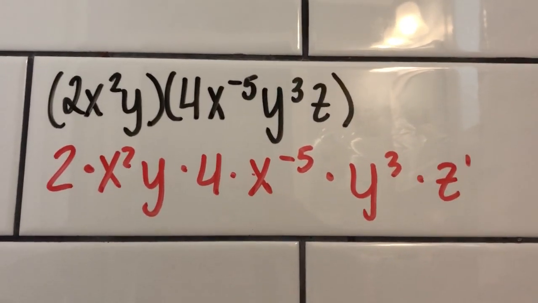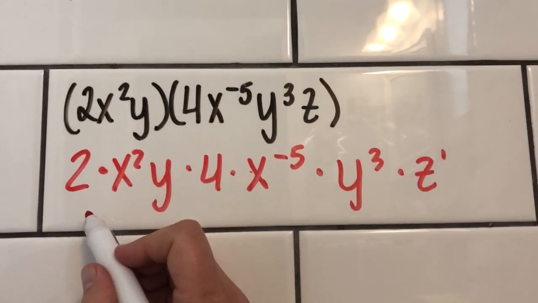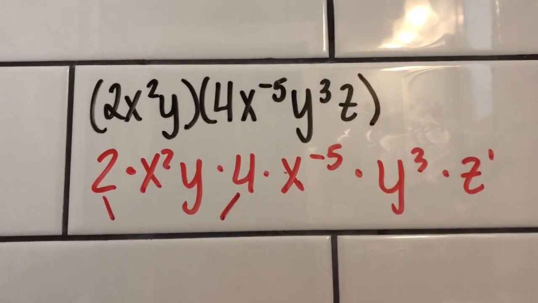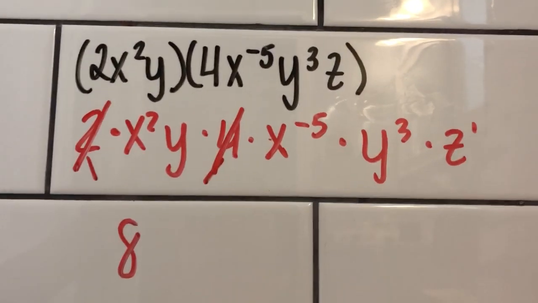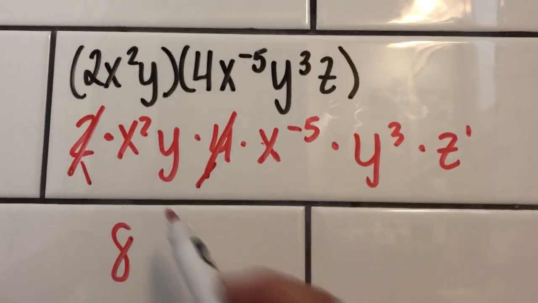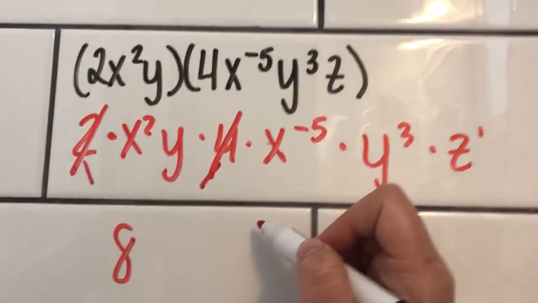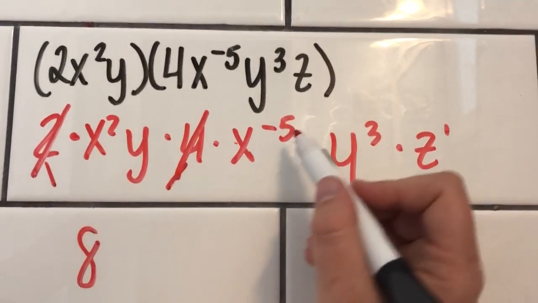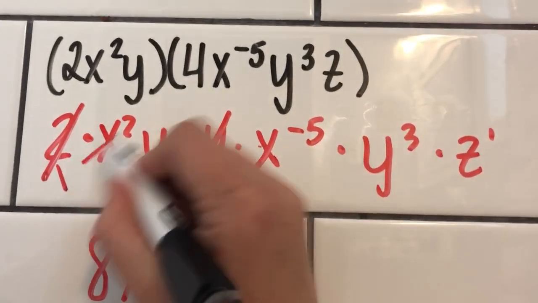And now I'm just going to combine based on matching bases. So I'm going to take my just numbers, my constants, and I have 2 and 4. Well, 2 times 4 is 8. And I'm going to cross those off that I used them already. Next, I'm going to do the x's. I have x squared times x to the power of -5. Remember, when I'm multiplying, I add. So 2 plus -5 is -3. Cross those off because I used them.